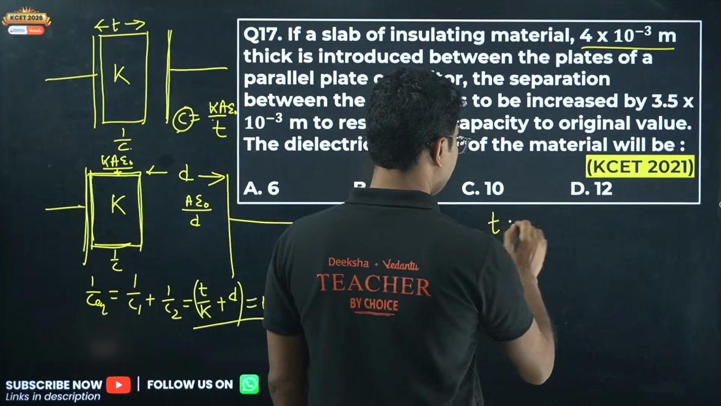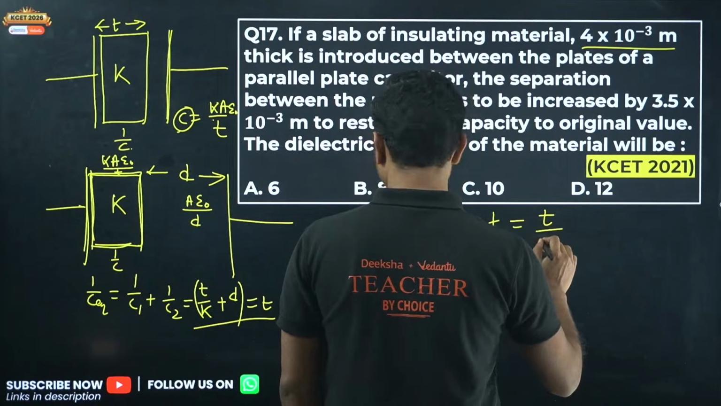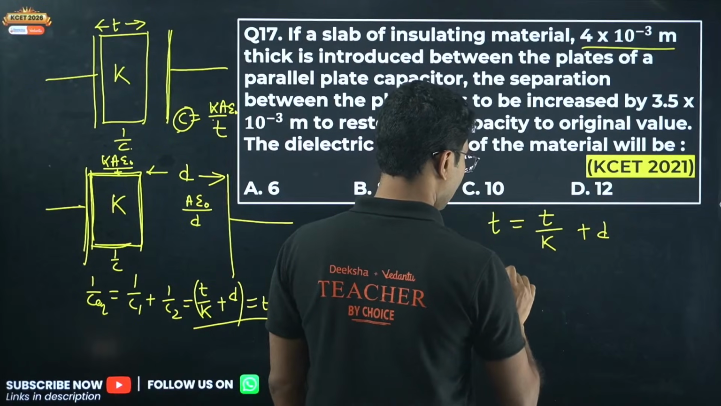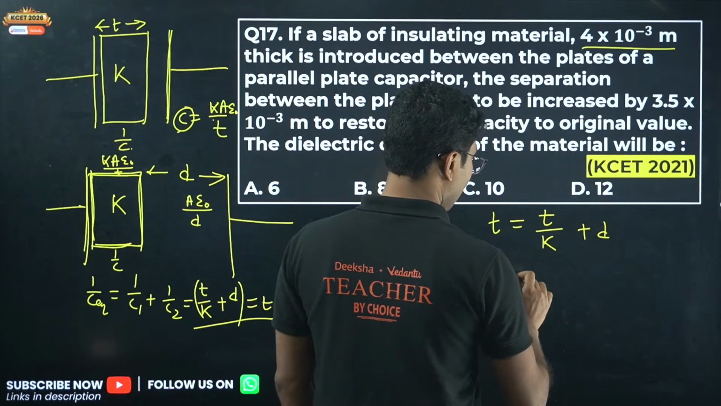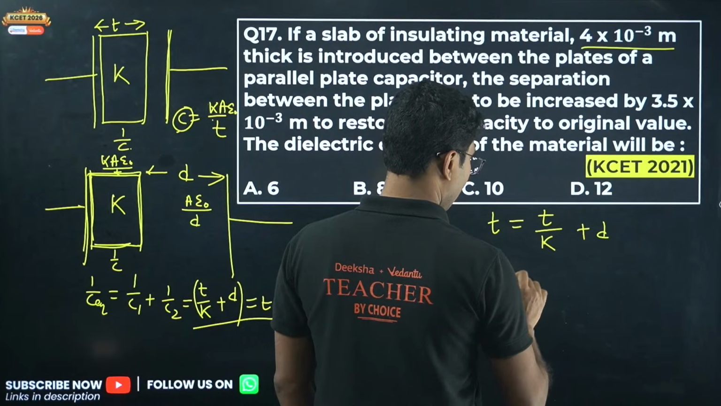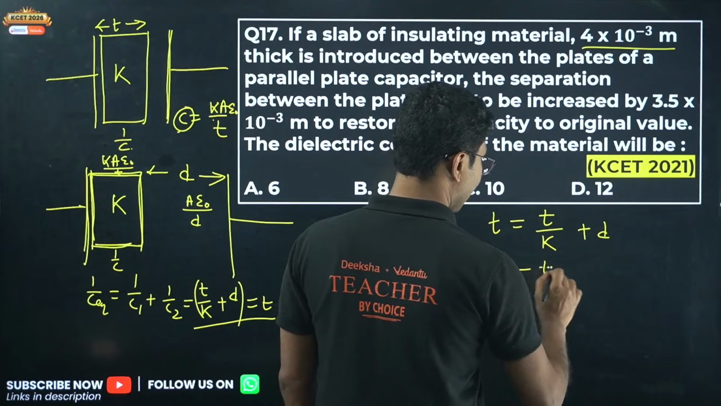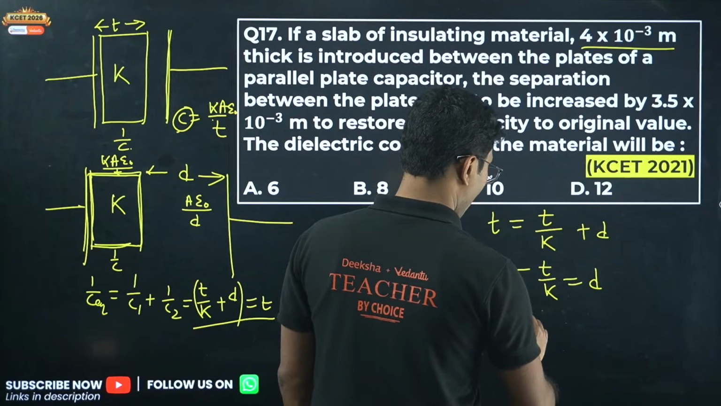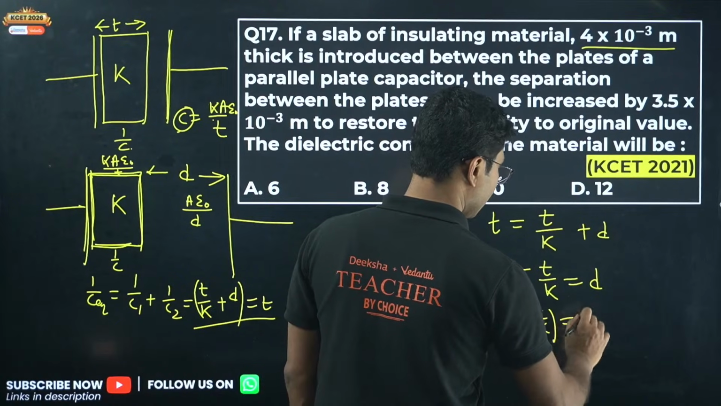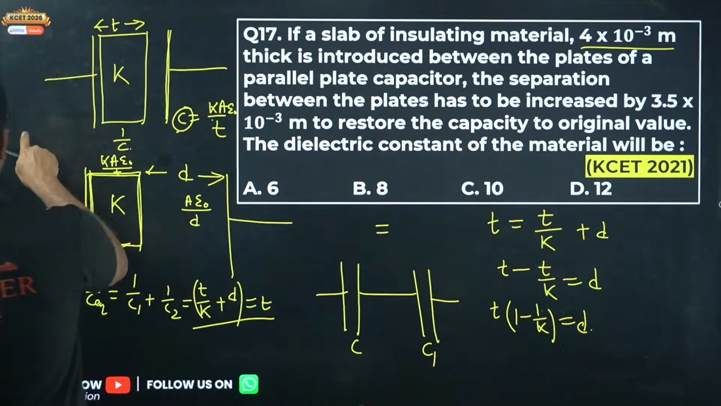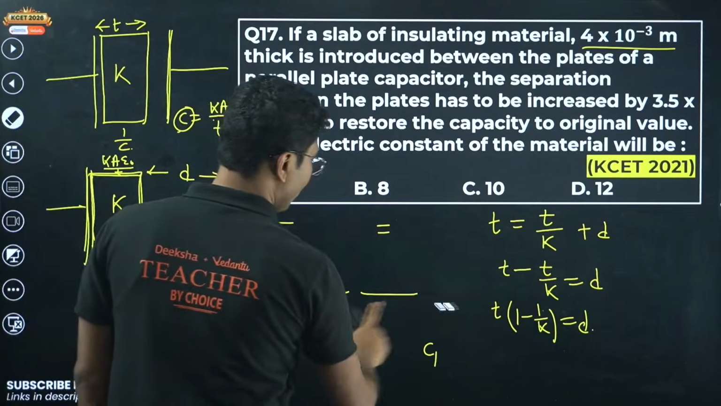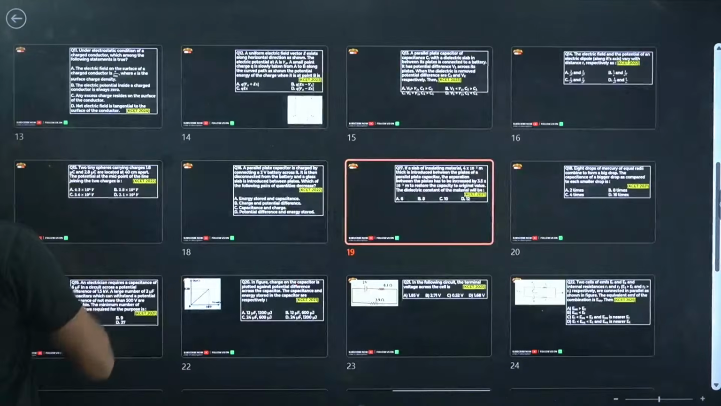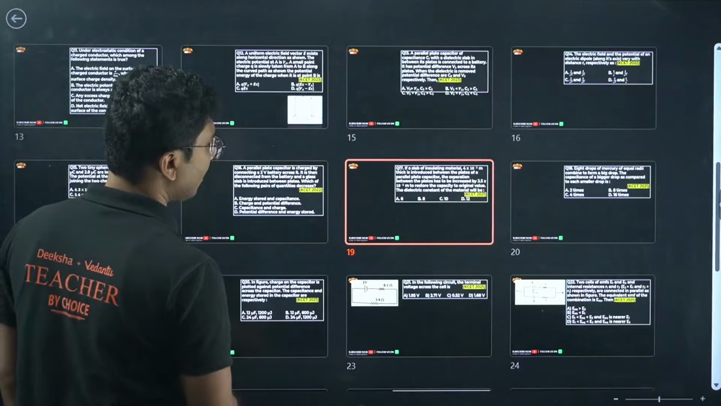Which is T equals T divided by dielectric constant K plus D, or T minus T by K equals D, or T is common, T times (1 minus 1 by K) equals D. So from here also you can simply solve it. Don't worry if you are not able to solve this question using this method. I am giving you the shortcut, you can use that to solve this question.